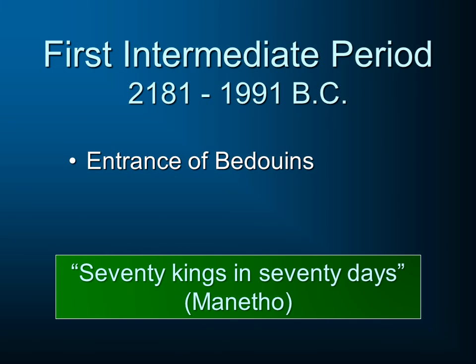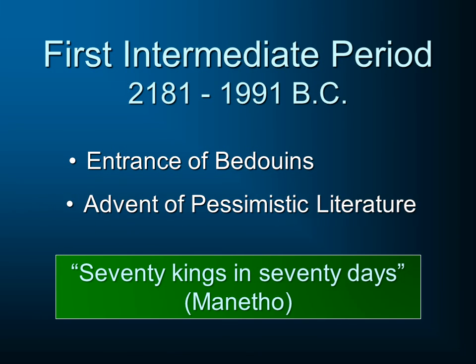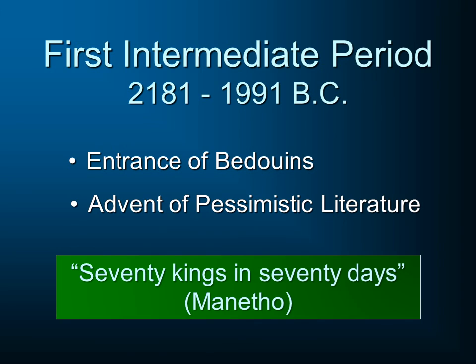Part of this was caused by the entrance of Bedouins, people from the outside, and the Egyptians weren't too fond of outsiders, but some came in during this period. And this is also the advent of pessimistic literature, where, just like in Mesopotamia, there seems to be a pessimistic attitude. That captures a voice in Egypt as well, where things aren't quite as good as they used to be, and people are longing for the good old days.